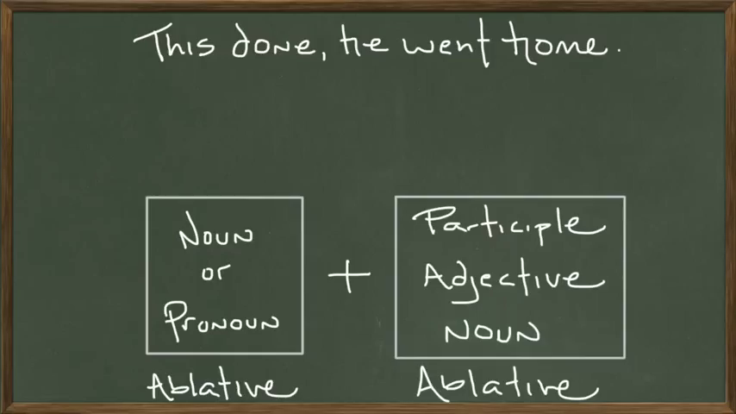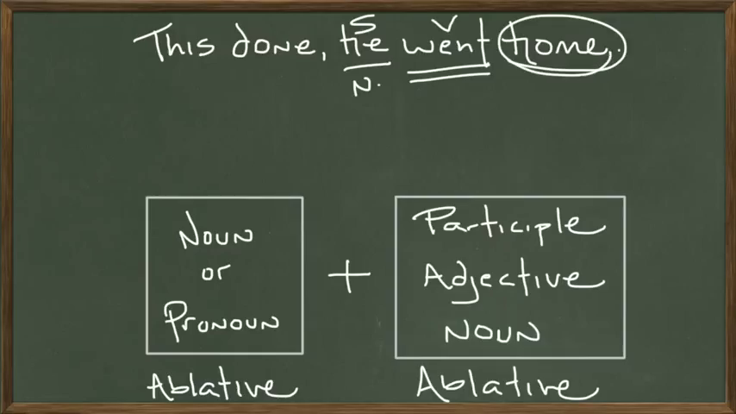Okay, main sentence again. This done, he went home. Main sentence: he, subject of the sentence, it's the subject pronoun, nominative case. What did he do? He went, verb. Where did he go? He went home. Adverb, tells where he went.